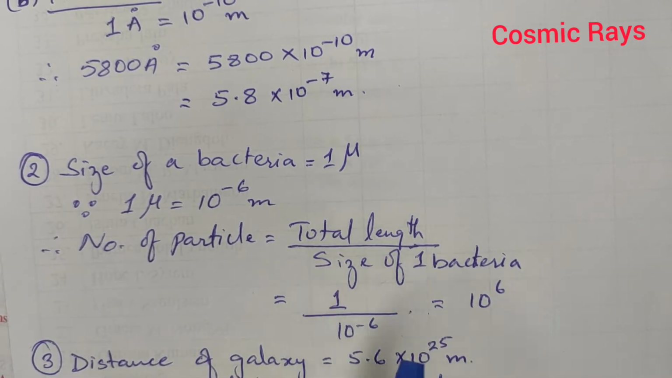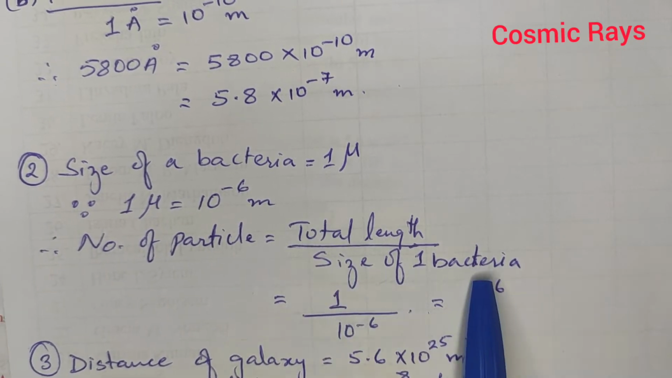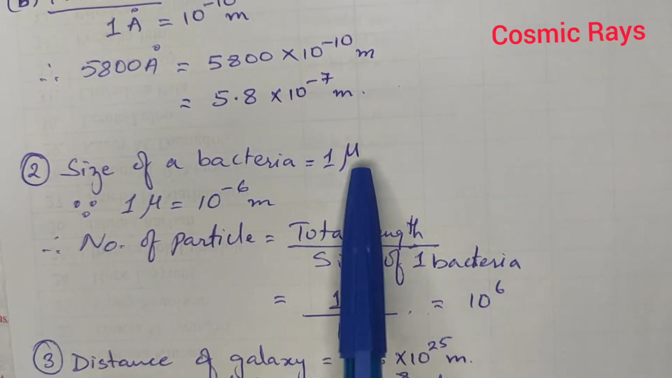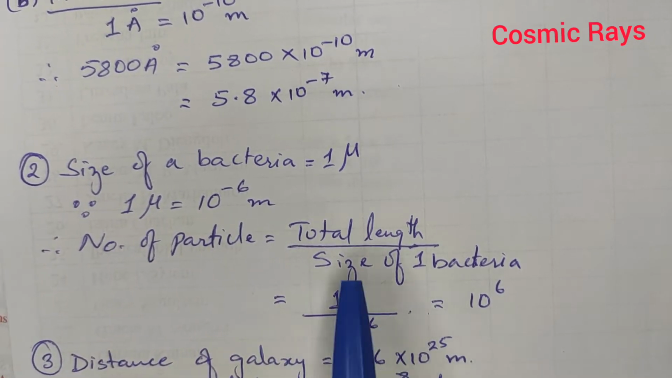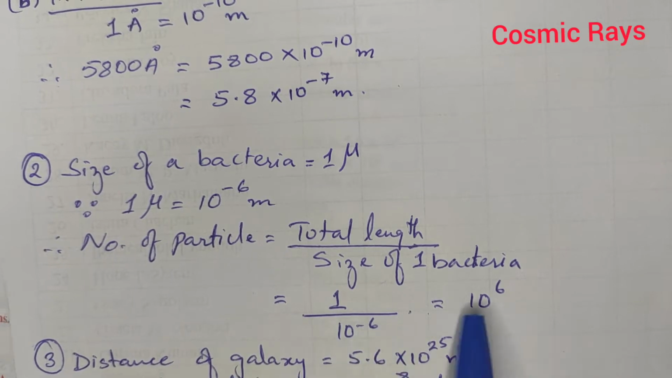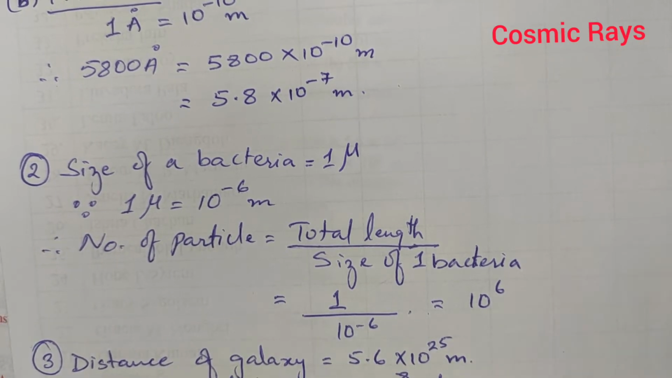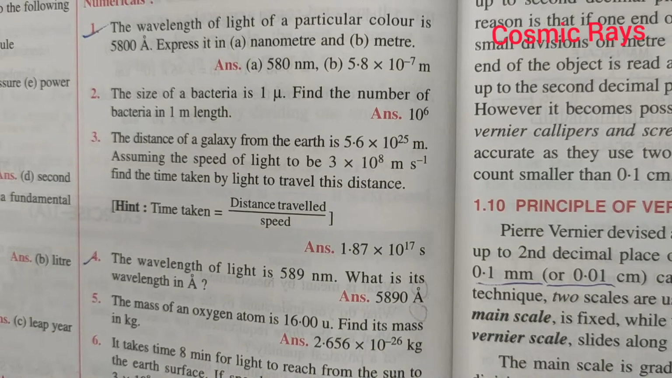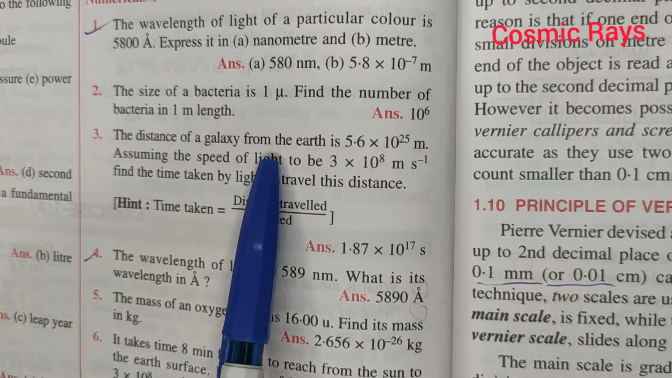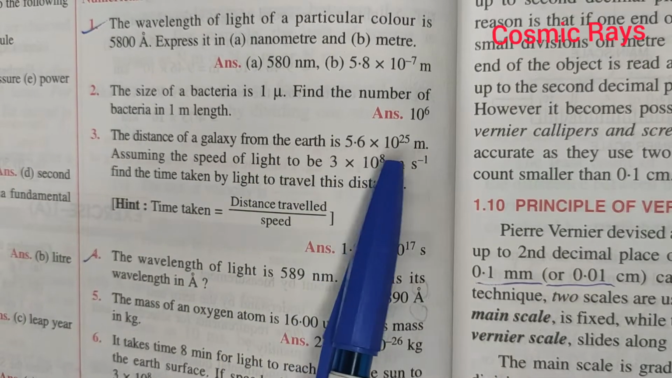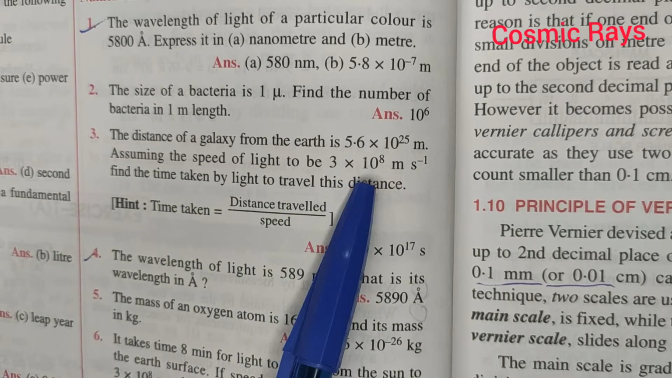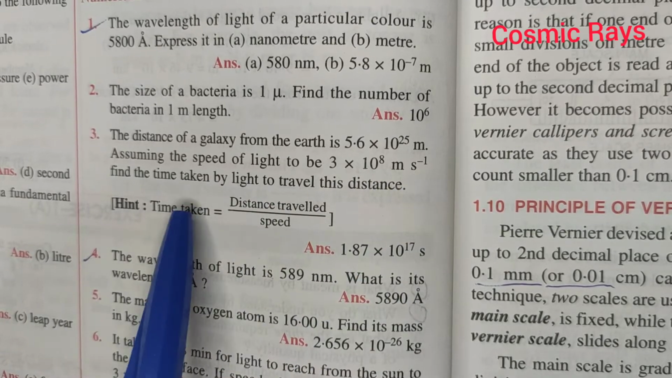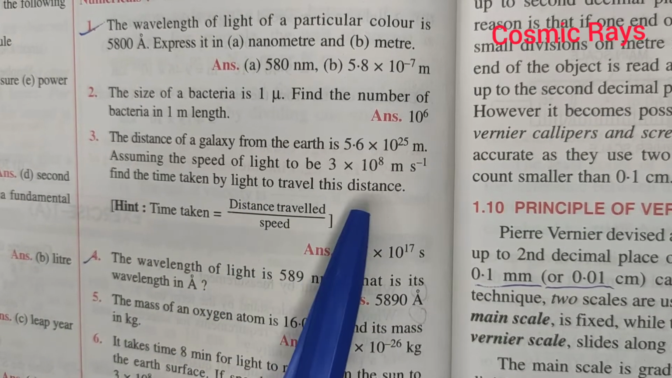Total length is 1 meter. This is given in the question. So 1 divided by size of one bacteria is 1 micron, converted in meters is 10 to the power minus 6 meters. So 1 by 10 to the power minus 6 is equal to 10 to the power 6. Now the third question says the distance of a galaxy from Earth is 5.6 into 10 raised to the power 25 meter. Assuming the speed of light to be 3 into 10 raised to the power 8 meter per second, find the time taken by light to travel this distance.